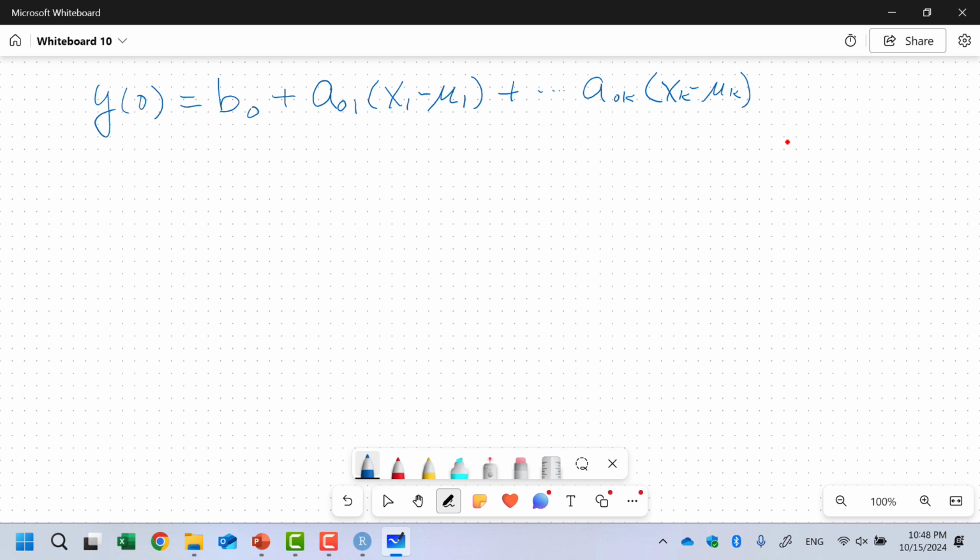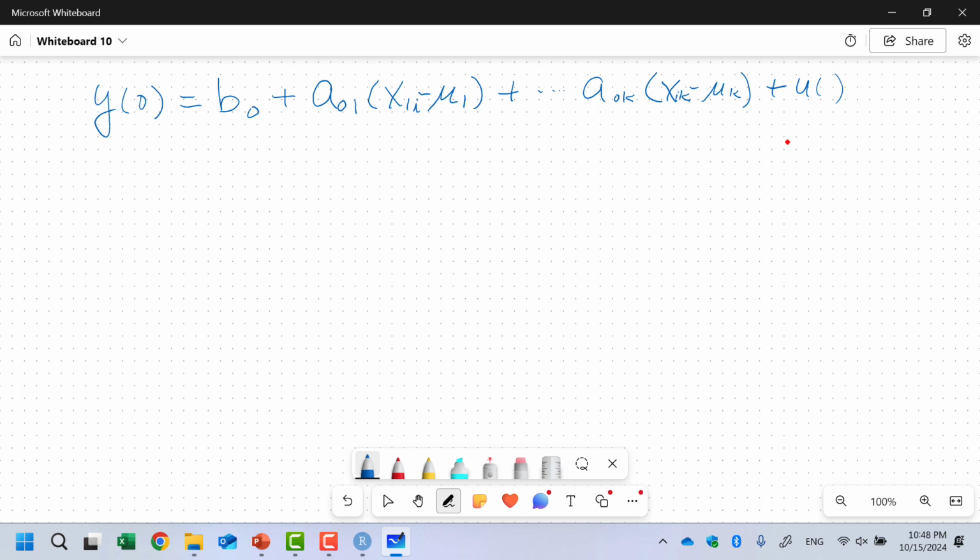Okay, so first thing first is we separate out this way. We created our regression in this way. So b0, a01 and x1 minus mu1, plus, we can do many of them, a0k and xk minus mu k, plus u. So actually we have all individual items, xi.